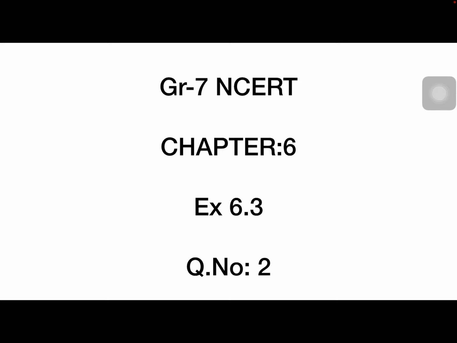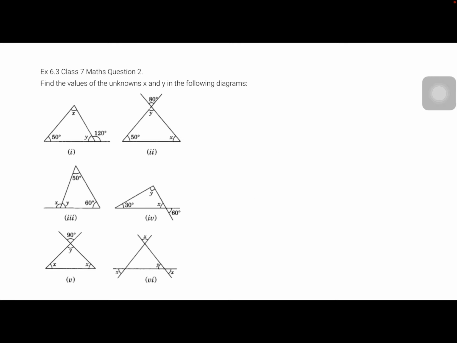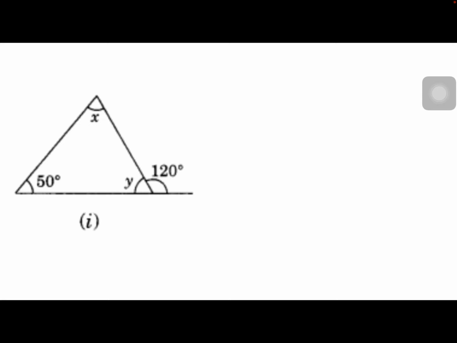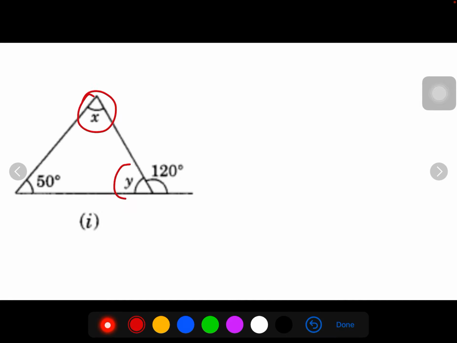In this video, we're going to see grade 7, chapter 6, exercise 6.3, question number 2. Find the values of the unknowns x and y in the following diagrams. So first question, we need to find the value for the unknown angles x and y here.